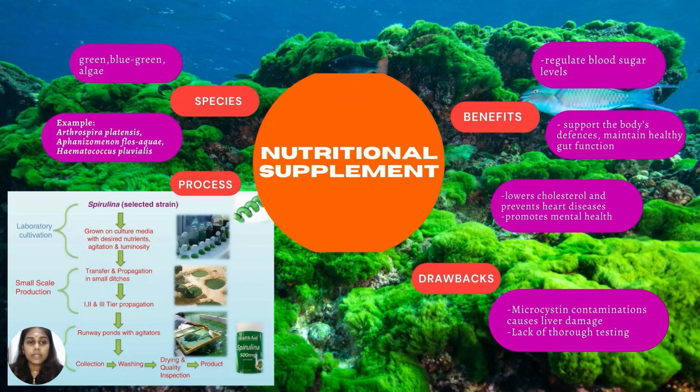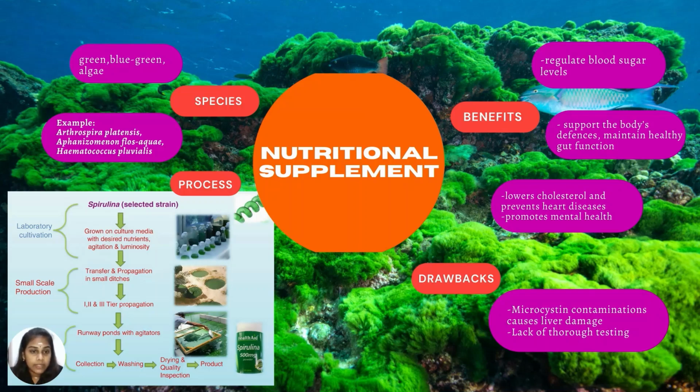Okay, next I am going to explain about nutritional supplement from algae. Green and blue-green algae are used, and examples of species are Arthrospira platensis, Aphanizomenon species, and Haematococcus species. So, what is the process involved here? Let us look at the figure. Mainly, it involves four basic steps, which are selecting the spirulina strain, cultivation, harvesting, and lastly, the product.